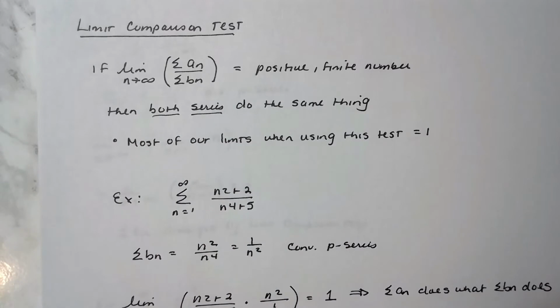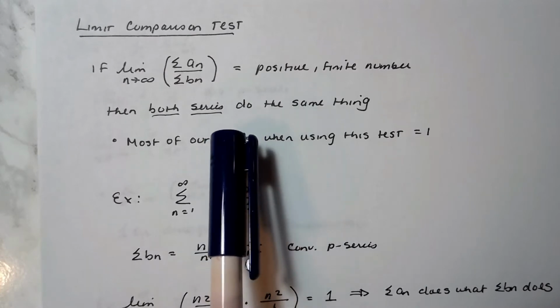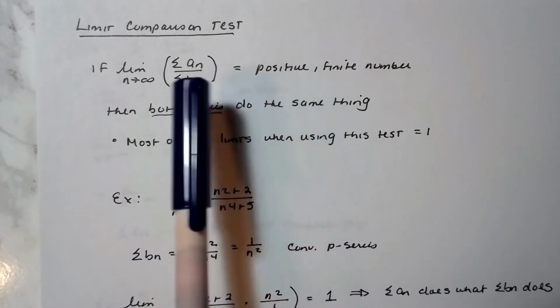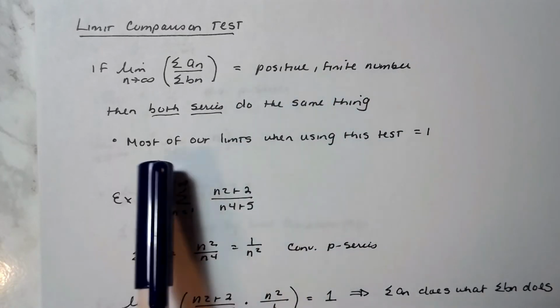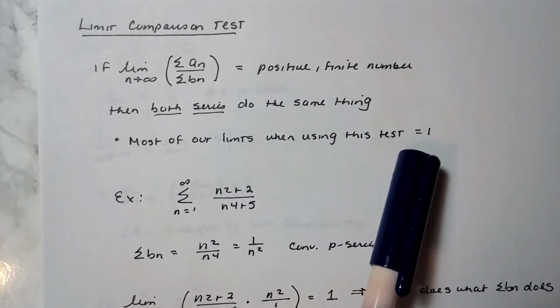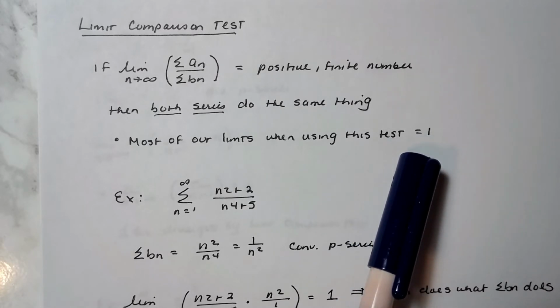You can use a P series, geometric series, whatever you come up with. But it's really, really important that the limit of this ratio is equal to a positive finite number. Now, most of the time when we do this, our limit is always 1. That could change. It doesn't have to be 1. It could be 2 or 3 or whatever.